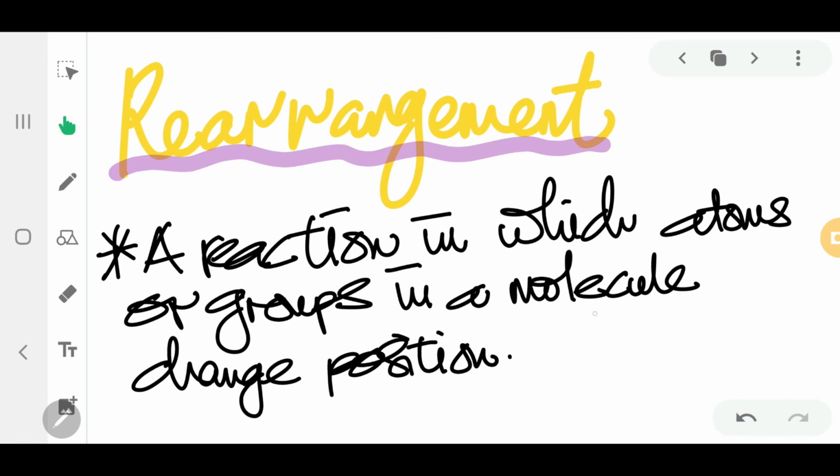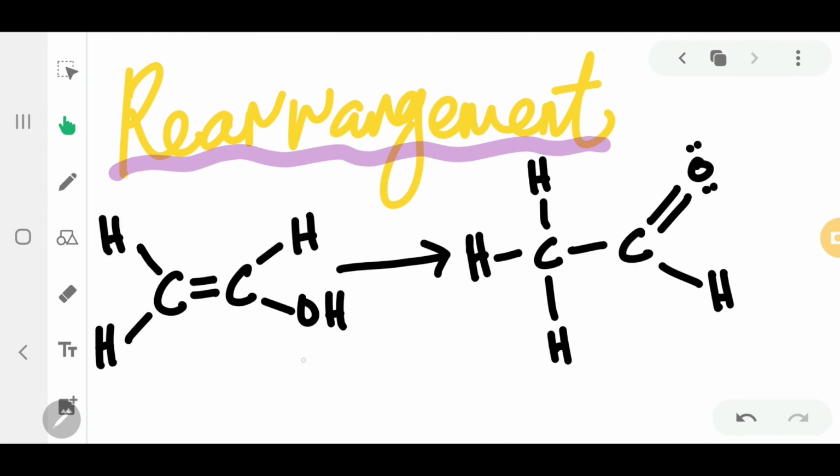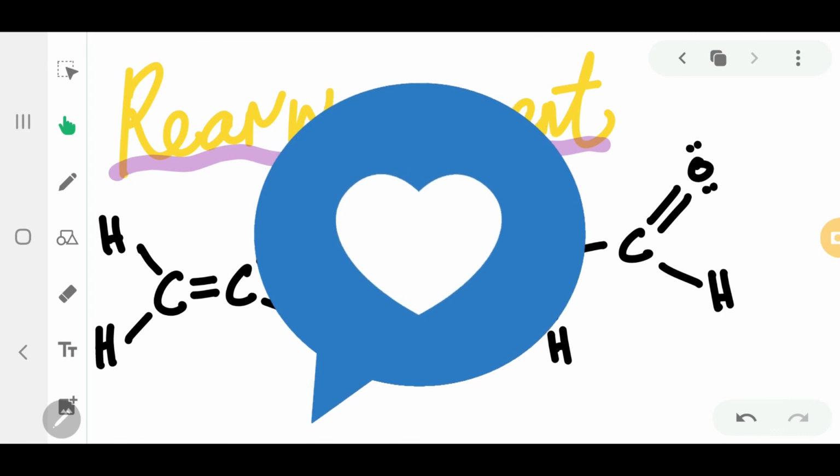Rearrangement is defined as a reaction in which atoms or groups of atoms in a molecule change position. For example, like this. You have the same number of carbons, same number of hydrogens, same number of oxygens, and the same number of carbon-carbon double bonds. You have a double bond over there. Nothing is eliminated, nothing is added, nothing is substituted. What happened here is the rearrangement of the atoms in the molecule.